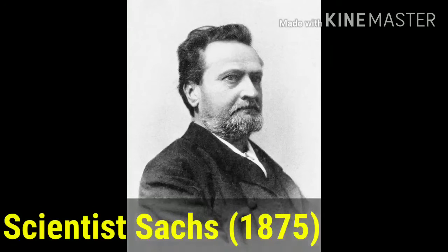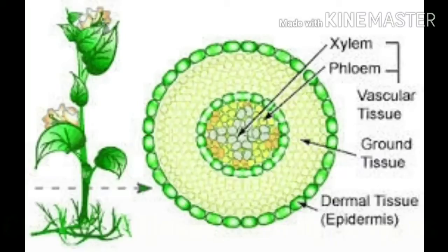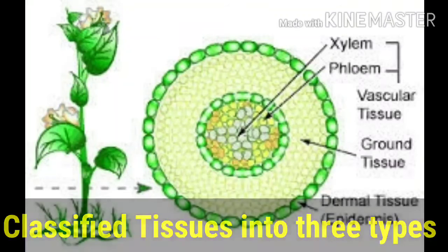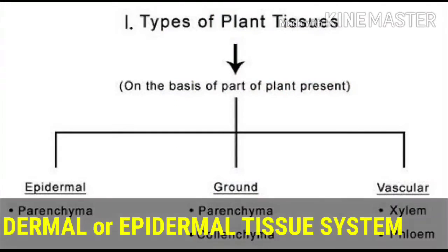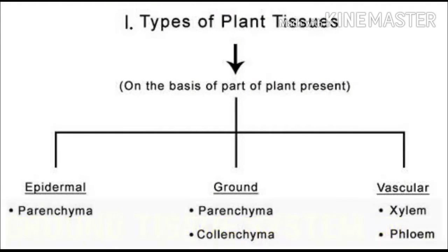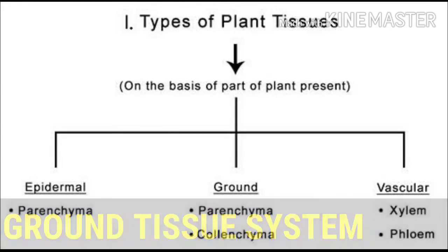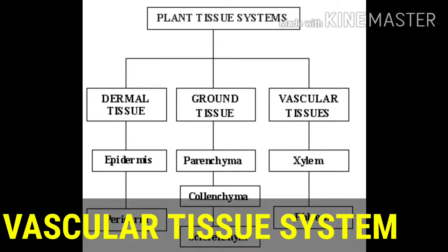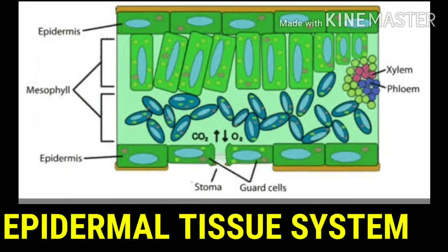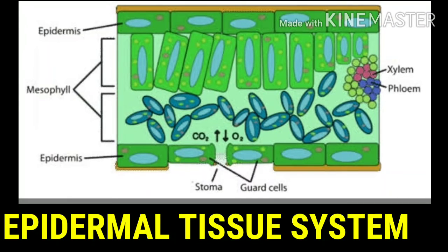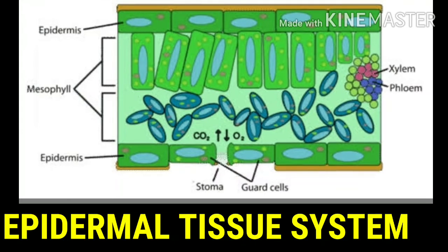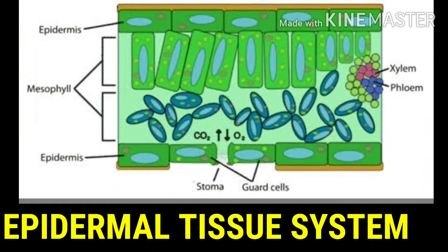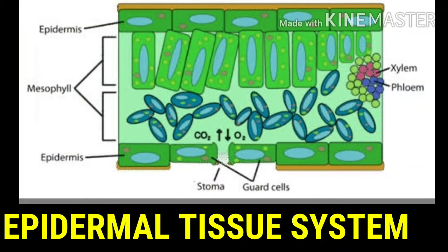The scientist Sachs classified tissue system in plants into three types. One is dermal or epidermal tissue system. Second one, ground tissue system. And third, vascular tissue system. Let us see first one, the dermal or epidermal tissue system. It consists of epidermis, stomata and epidermal outgrowths.